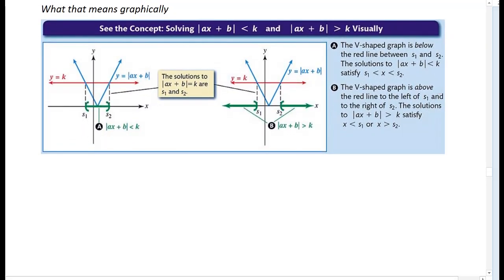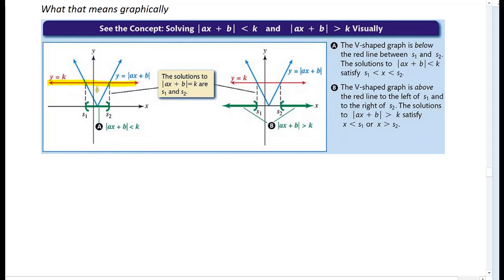And so it's kind of easy to look at this visually. Here's my graph where I've got my function, the absolute value of ax plus b. So there's my V function, my absolute value function. And then I have my k, my constant line, where it crosses twice. If I'm looking for the less than case, the first graph here is the less than case. And so this is sort of the breaking point. This is where the function equals k.